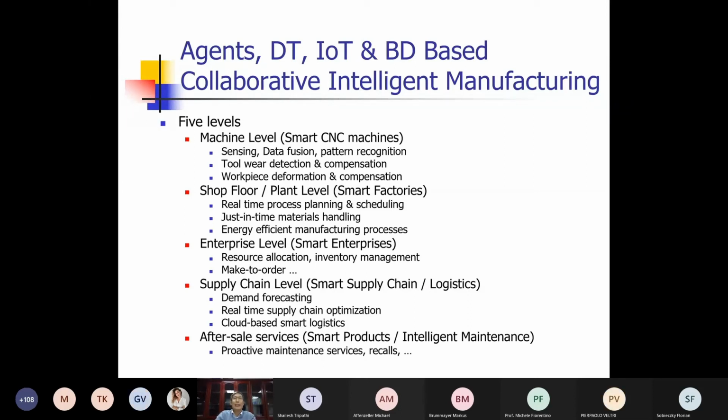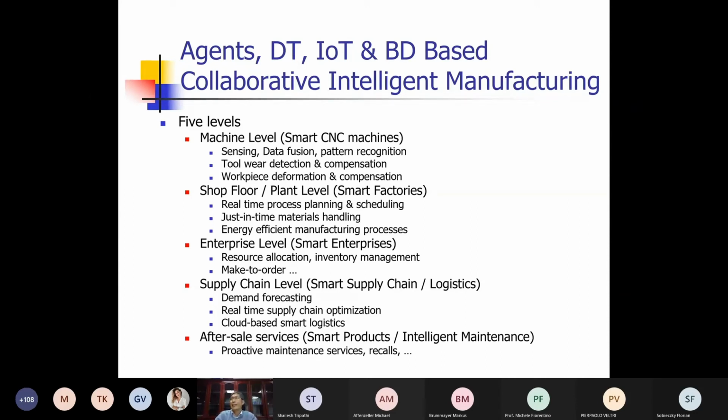I had one slide I didn't explain: the agent-based production planning and control project on the 4th level, the machine level. The components at the machine level need to work collaboratively to improve the efficiency and also the quality of the machine, particularly for real-time response to the information received from the sensors.